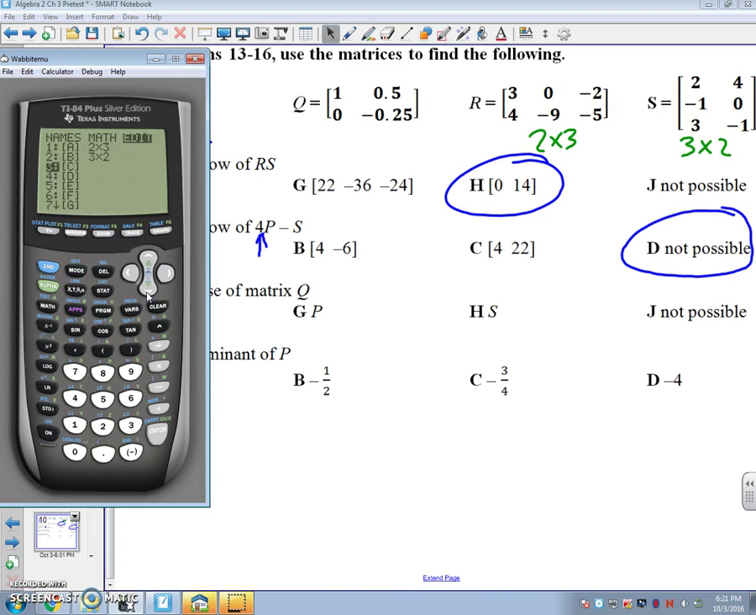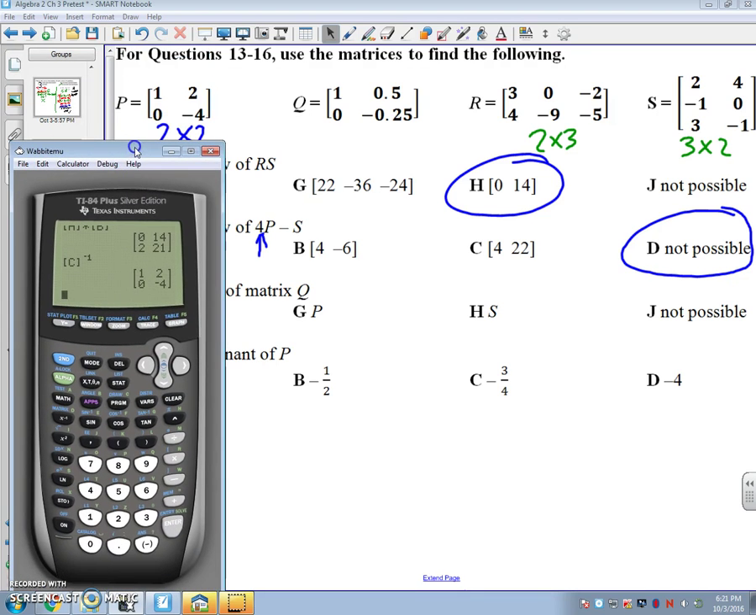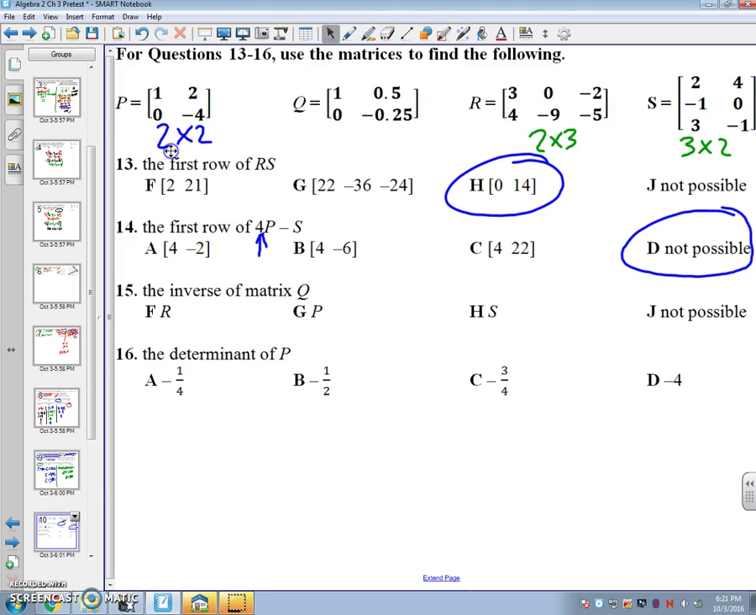I'll go to C. Q is a 2 by 2. It's 1.5, 0, negative 0.25. Second quit, second matrix, go down to C, because that was my Q, inverse, so negative 1 power, click enter, you get that. It is 1, 2, 0, negative 4. No, that is P. So, the inverse of Q is P.